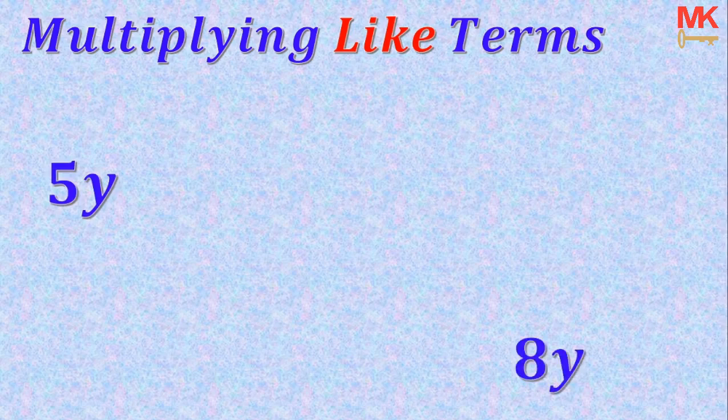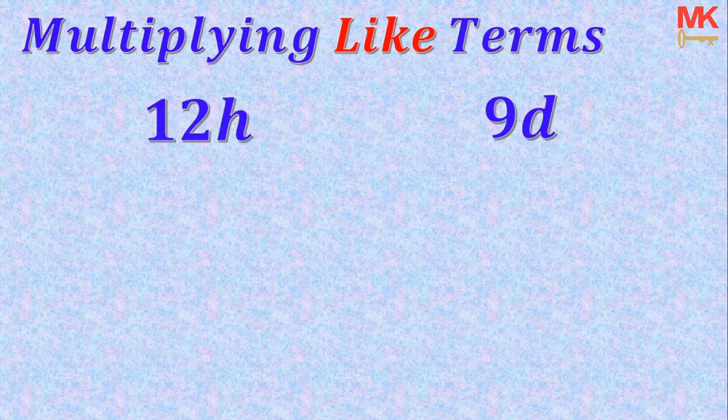In today's video, I'm going to show you how to multiply like terms. What are like terms? Like terms are simply the terms that carry the same variable. For example, the terms 5y and 8y are both like terms because they carry the same variable y. However, the terms 12h and 9d are unlike terms because they do not carry the same variable.